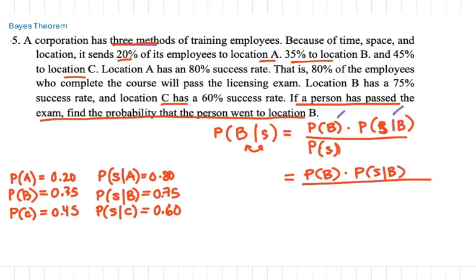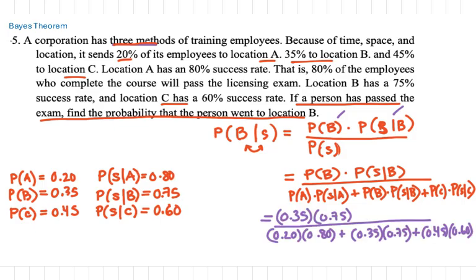So we can say, well, if you went to factory A, that's the probability of A times the probability of success at A. Or you went to B, so the probability of going to B times the probability of success at B. And then lastly, the probability you went to C times the probability of success at C. Okay, we actually have all of those numbers. So now we'll go ahead and plug them in.